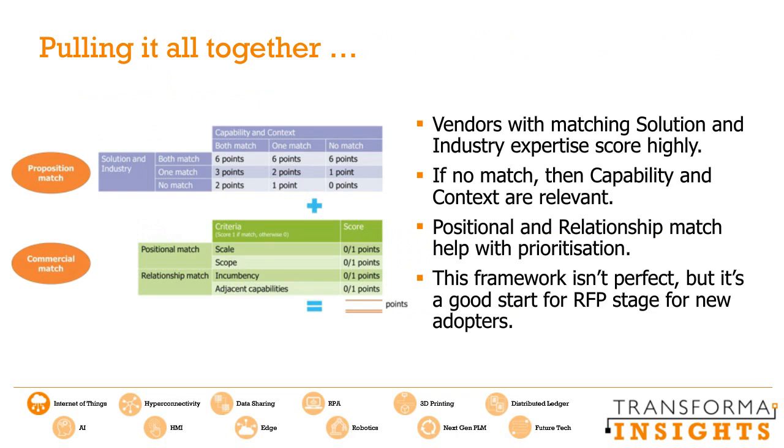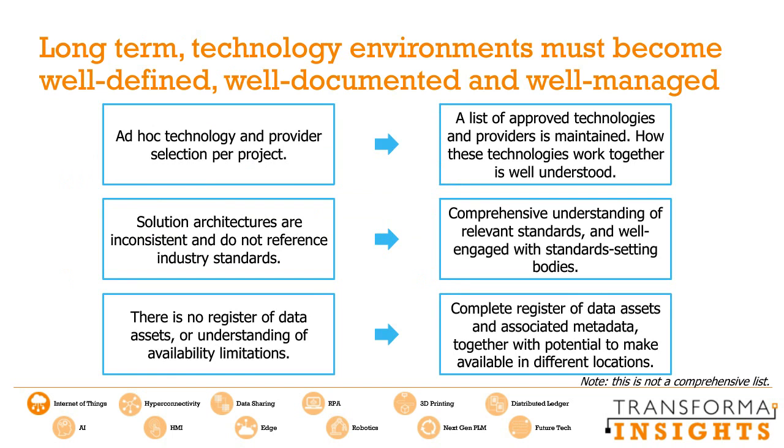Essentially what we're saying in this little scoring matrix is that vendors with matching solution and industry expertise score highly. If there's no match there, then consider capability and context, and adjust the positional and relationship match to refine that prioritization. And I will say that this framework isn't perfect, but it's a good start to get to the RFP stage for new adopters. Long term, and I'm running out of time here, so I'm going to have to go through this very quickly.